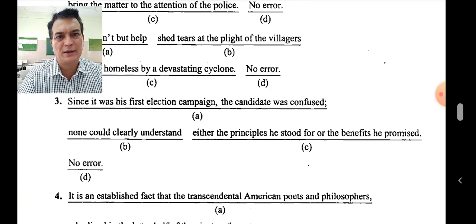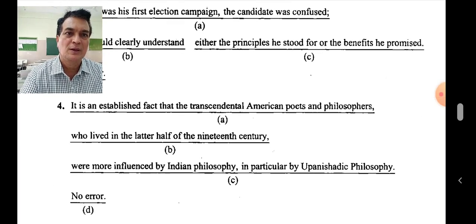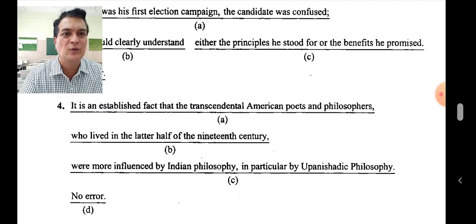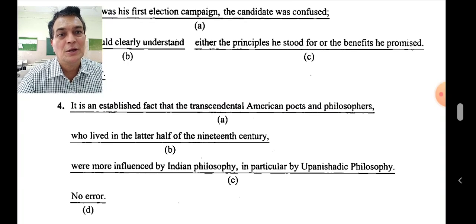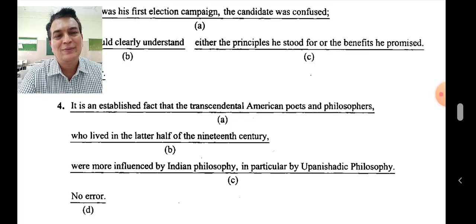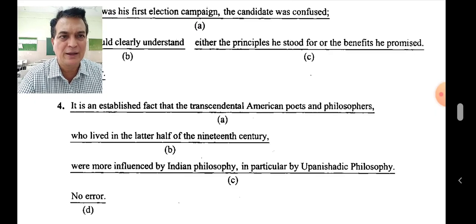So that C is the right answer here. Now let's go to the fourth one. It is an established fact that the transcendental American poets and philosophers who lived in the latter half of the 19th century were more influenced by Indian philosophy, in particular by Upanishadic philosophy. C is the right answer here, because here, in place of "in particular," what should come? "Particularly," that is the right one. So here, particularly by Upanishadic philosophy. So C is the right answer.